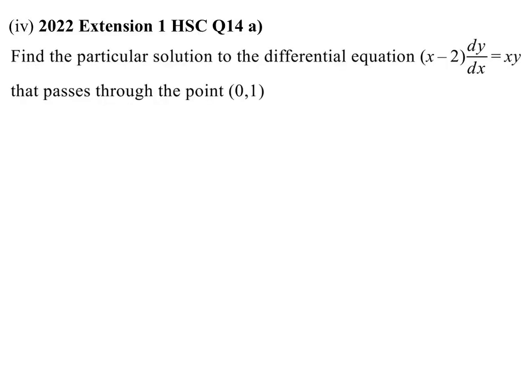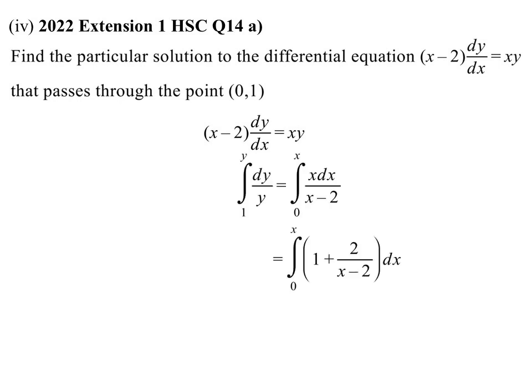2022. They want us to find the particular solution to this differential equation, and it's a particular one because they've given us an initial condition that it passes through the point (0, 1). So (x minus 2) dy/dx is equal to xy. I want to get it to a point where everything that involves x is on one side, everything that involves y is on the other side. I can very easily do that with this one by dividing by x minus 2 and then also dividing by the y as well, and we've got it.